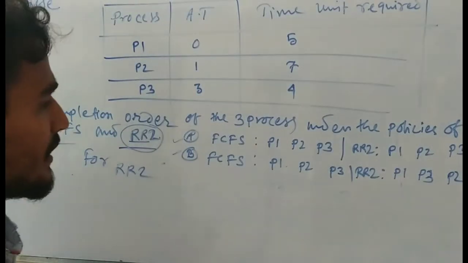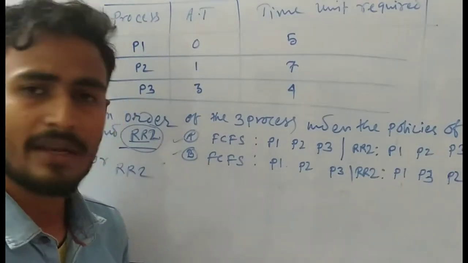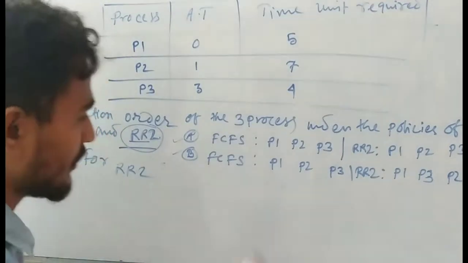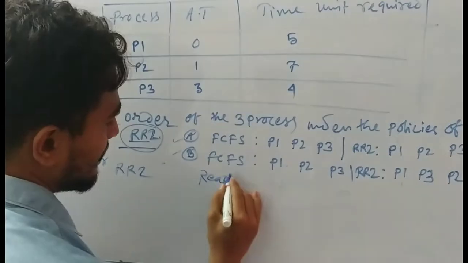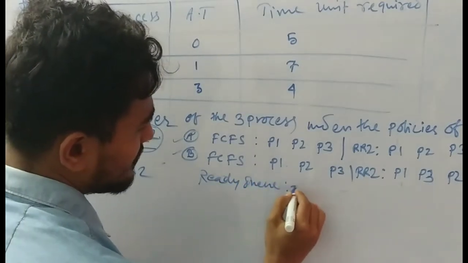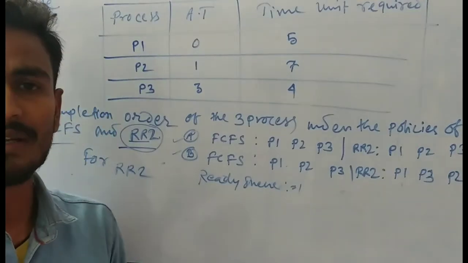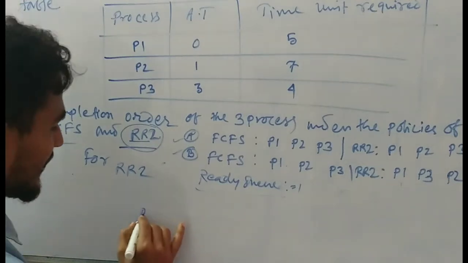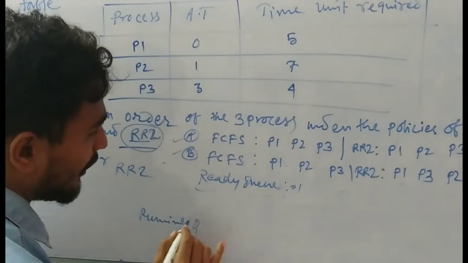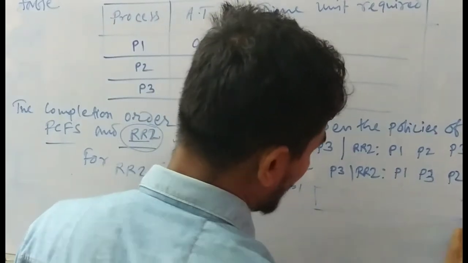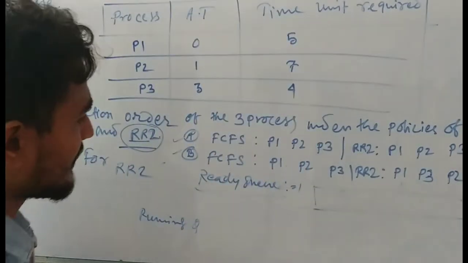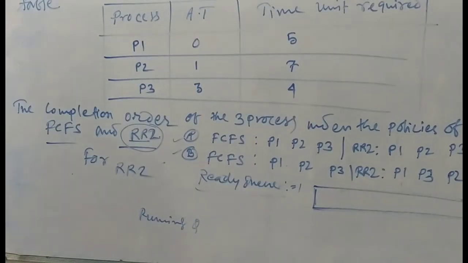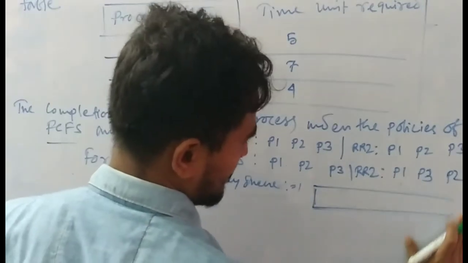But one most important thing in the round robin algorithm is that one extra queue, called the ready queue, is needed. Why, sir? Because in this case context switching is needed, so that's why a ready queue will be needed, as well as a running queue, for all of the scheduling. So what is the ready queue actually?